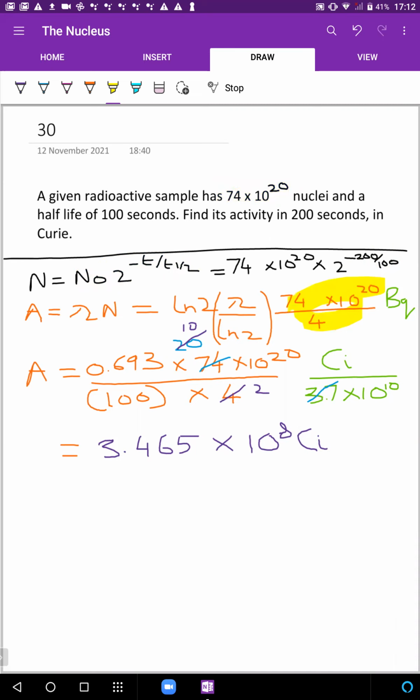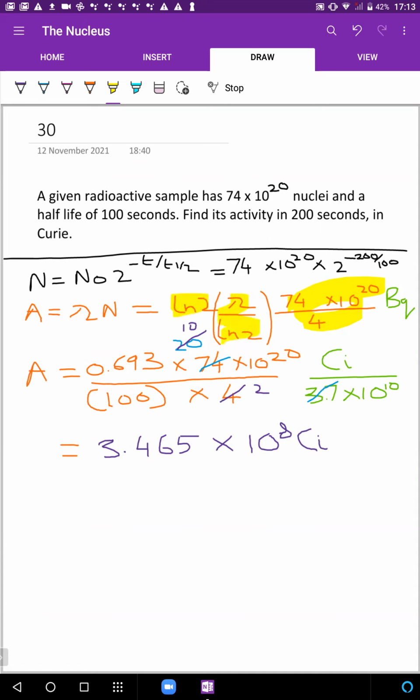But now, activity is what? Activity is lambda times number of nuclei. Lambda is not given, we have to find lambda. So lambda is ln2 by t half. The point is lambda by ln2 is 1 upon t half. So lambda is actually ln2 by t half.